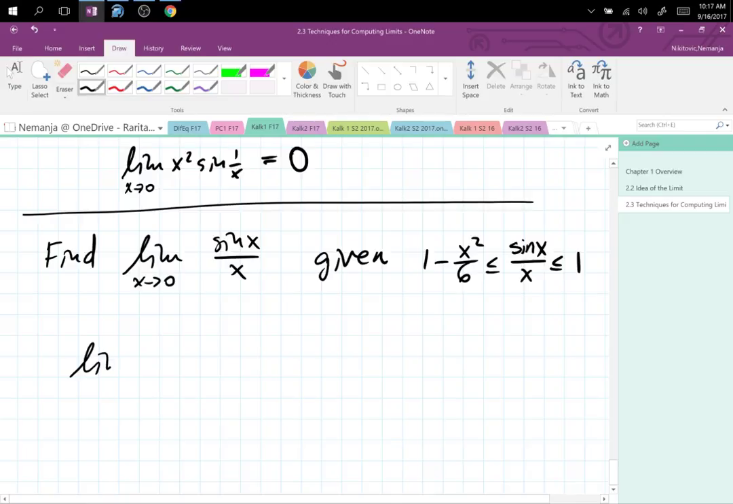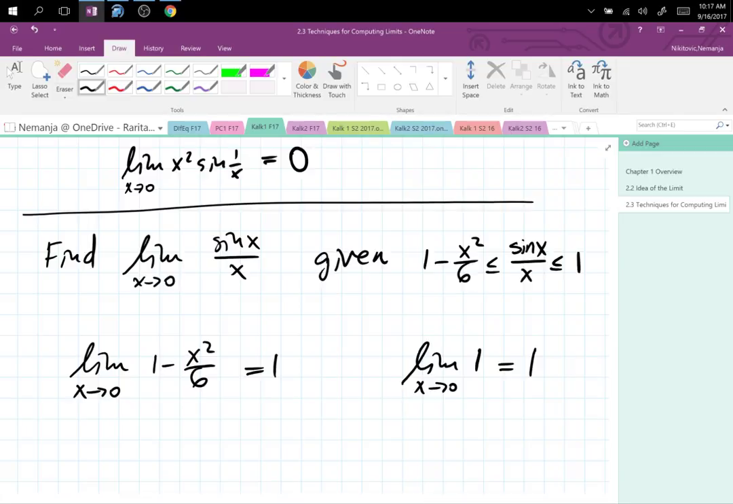So what is the limit of 1 minus x squared over 6 as x goes to 0? It's 1. And what is the limit of 1 as x goes to 0? What is it? 1? Why? Why is it 1?